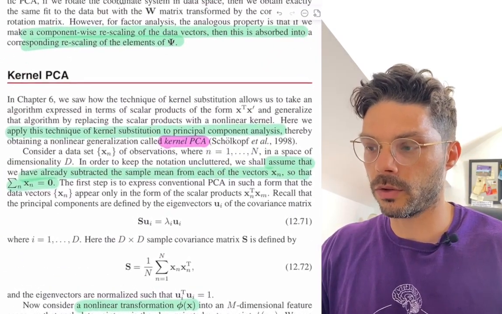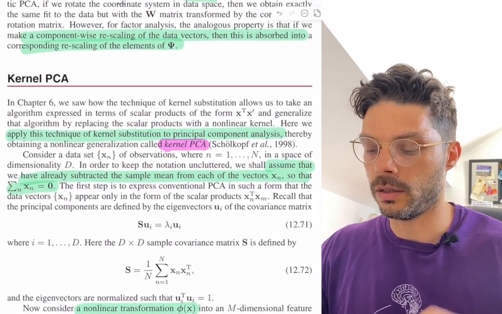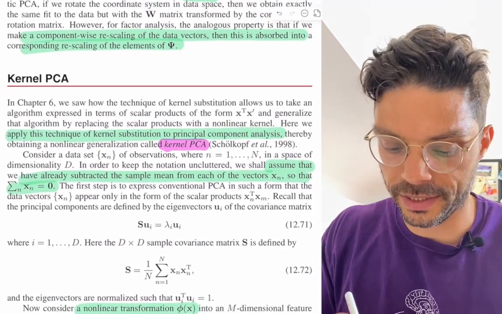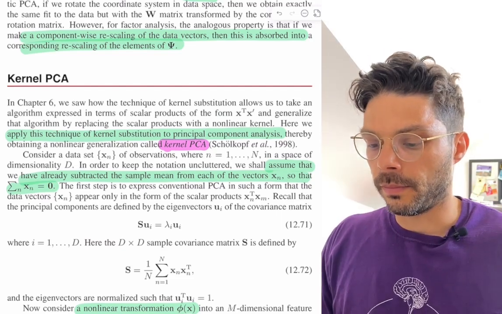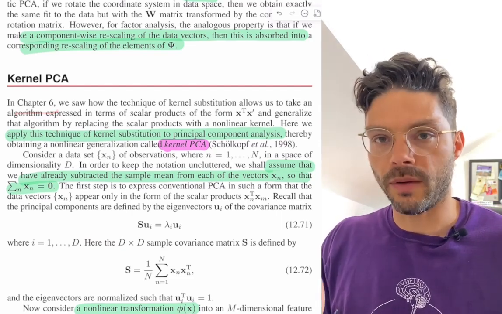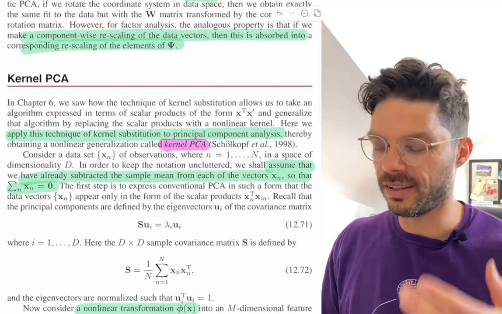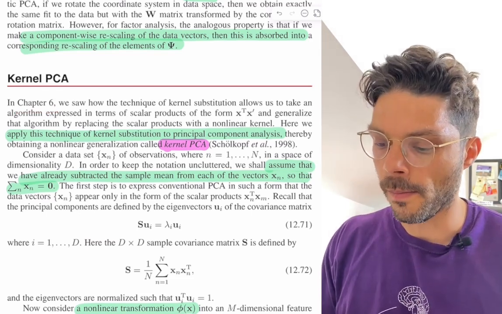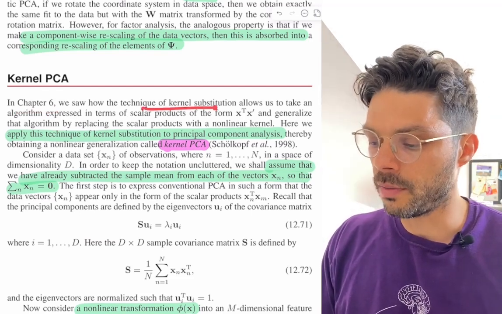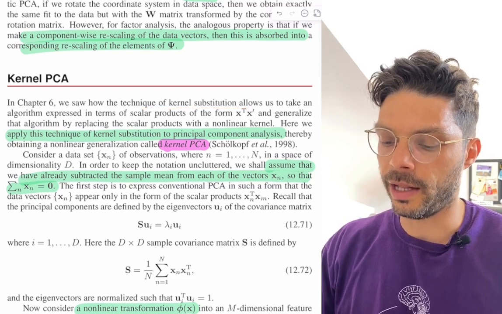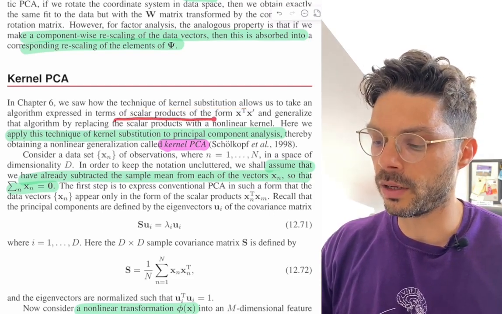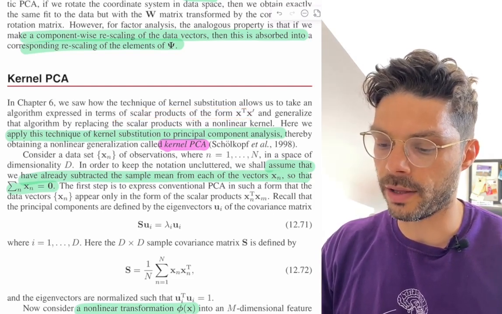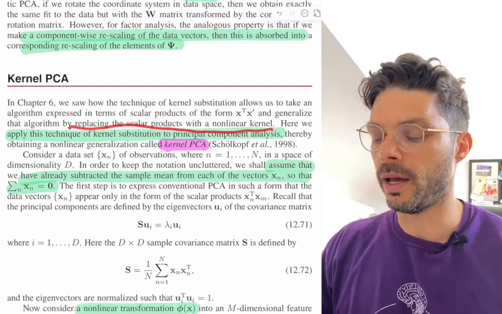Let me make sure you guys can see this. Okay, perfect. So let's start the reading. Chapter 6, which we haven't covered yet, but you can essentially read it standalone. The technique of kernel substitution allowed us to take an algorithm expressed in terms of scalar products of the form x^T x' and generalize the algorithm by replacing the scalar products with a nonlinear kernel.